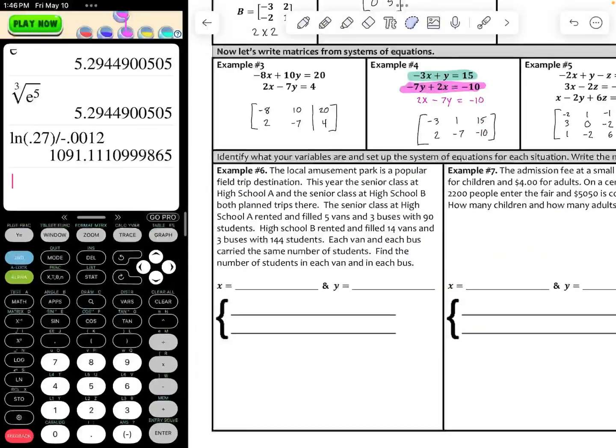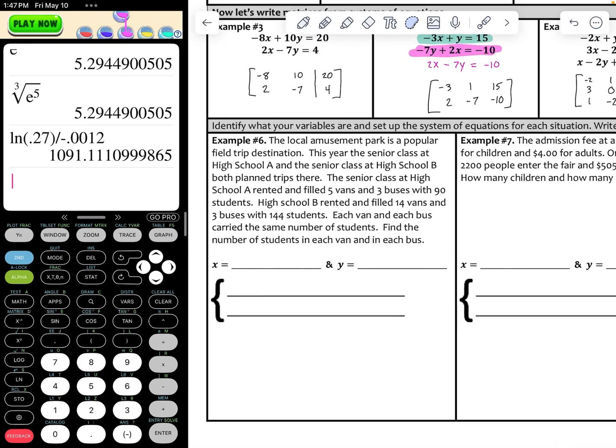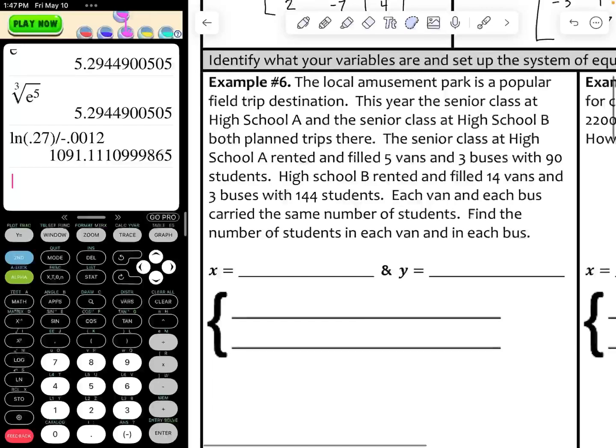These are word problems where we are setting up the system of equations. We do not need to solve them. We are just simply setting them up. Okay, so this first one, I'll let you read through it, but basically the gist of it is that we have two different schools renting buses and vans, and we are trying to figure out the capacity for each bus and van based on how many students they have.